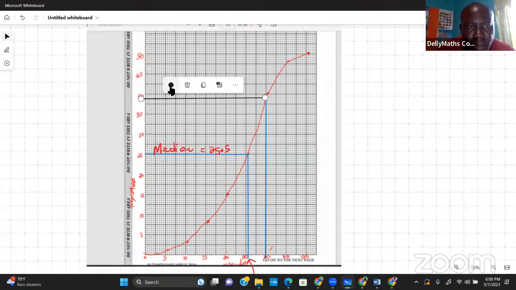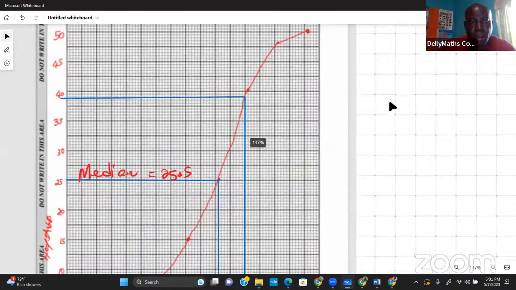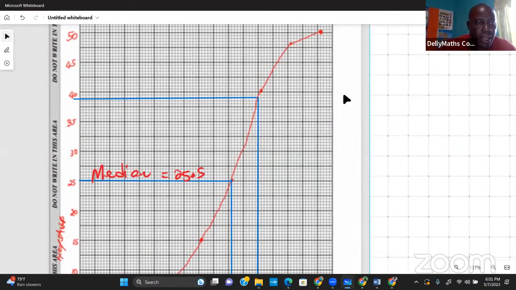It looked like 39 to me. Based on what I'm seeing, about 39 right there. In the exam, it's going to be much brighter than that. That's a little bit pale. So it looks like 39.